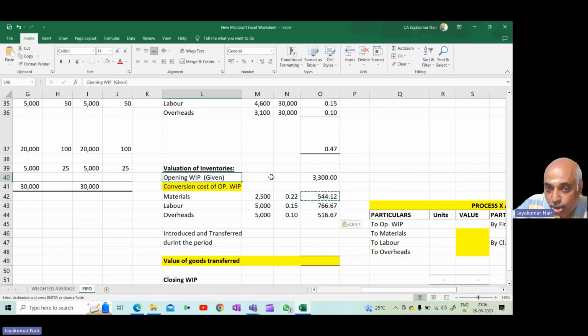So first you had already incurred 3,300 in the past. And during this particular accounting year, materials, you have incurred 544.12, labor 766.67, overheads 516.67. Okay, so the total cost for the 10,000 units, that is work in progress, to get it completed, is 5,127.45.